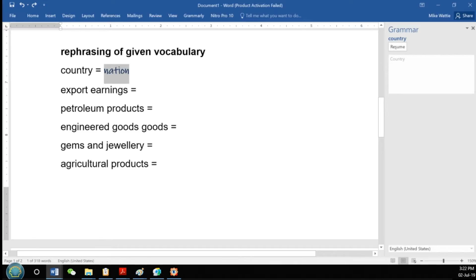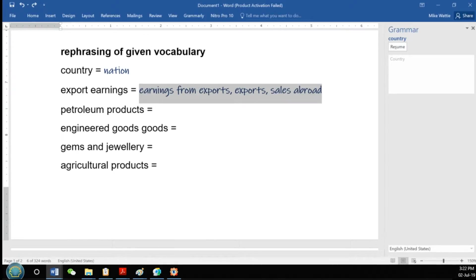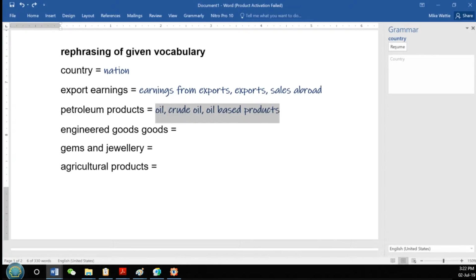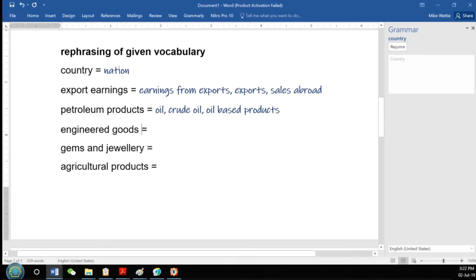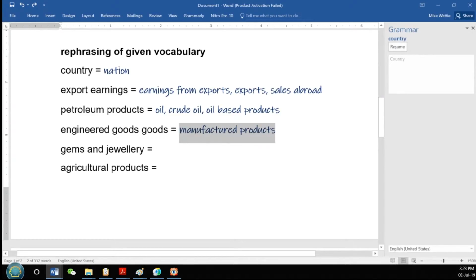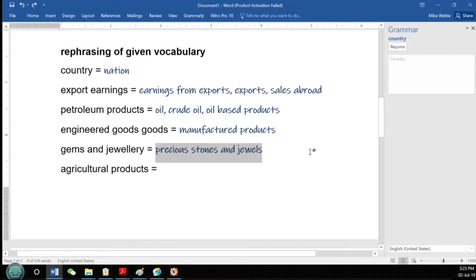This word country comes up a lot. Export earnings, we can talk about earnings from exports, just exports, sales abroad. Petroleum products, oil, crude oil, oil-based products. A bit of an error there. Engineered goods, we can talk about manufactured products. Gems and jewelry, precious stones and jewels, agricultural products, farm produce, farm products.